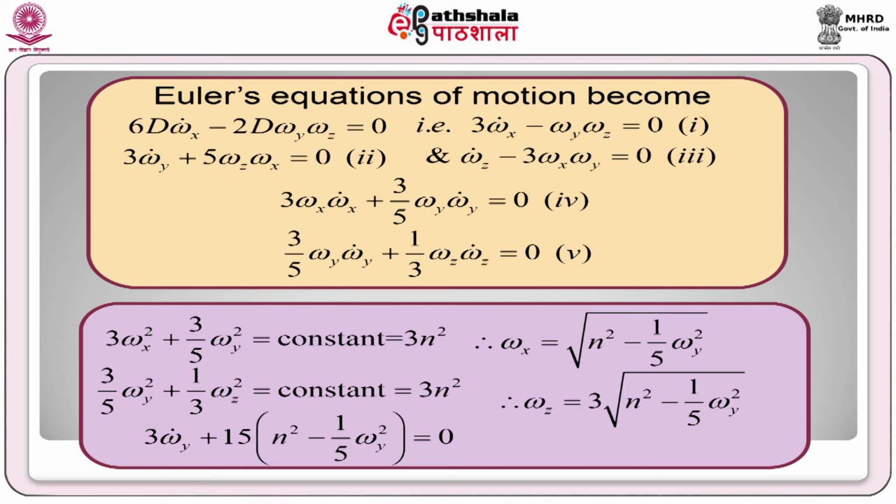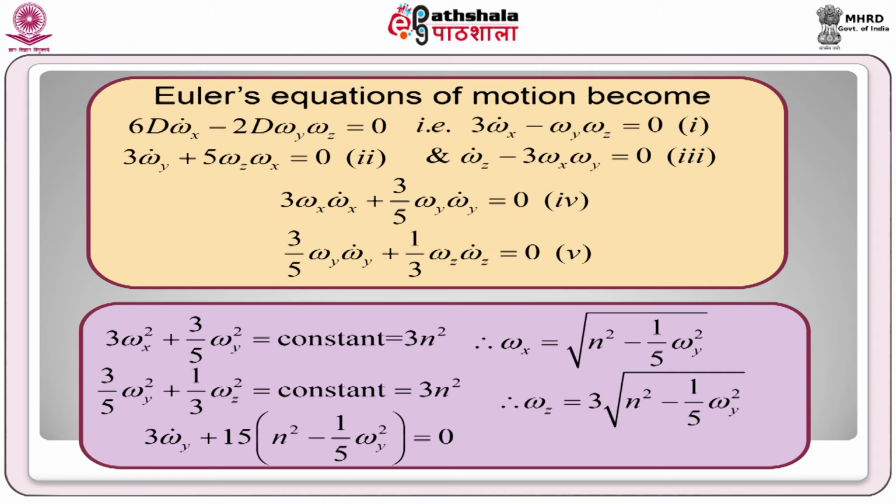Integrating equation 4 and using the initial condition, we get 3 into omega x square plus 3 divided by 5 into omega y square, which is constant. We get the value of the constant as 3n square using the initial condition. Please note it. From this, one can obtain omega x in this way, just after transferring this term to the right hand side, taking the square root and dividing by 3, we get this result.